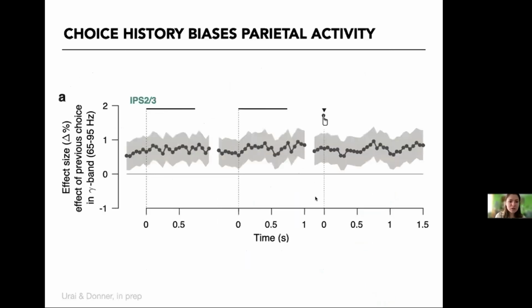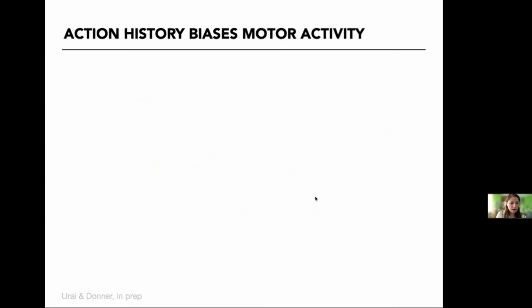And lastly, we can look at the time course of the signature. So here you see simply the effect of these previous choices on gamma band responses in IPS. And this is a very sustained signature. So we see that, carrying over from the previous trial, there's this boost in parietal activity, which is remaining well into the next trial. So that was one signature of these previous choices that we found in parietal cortex.